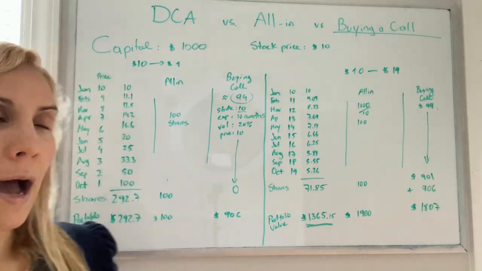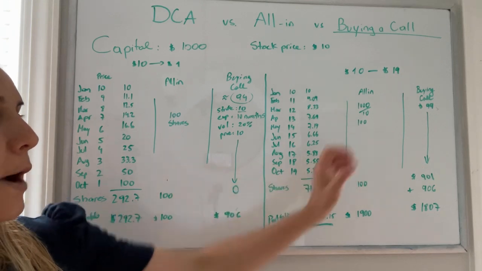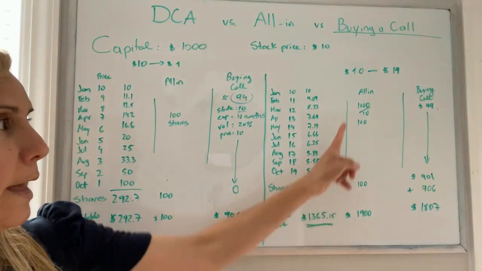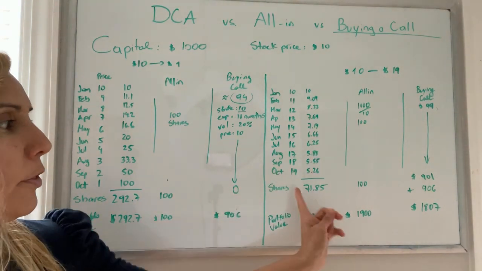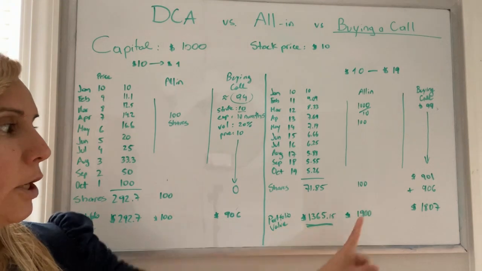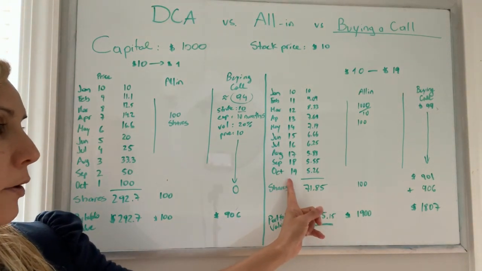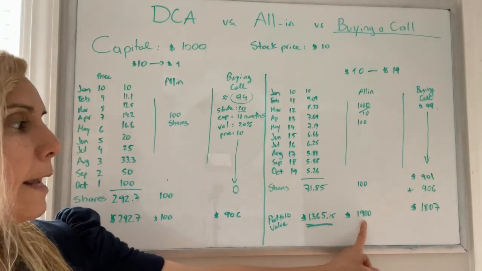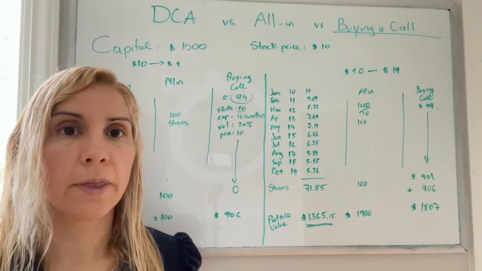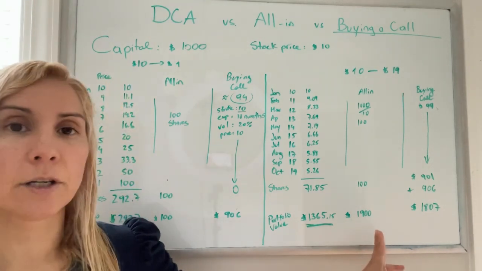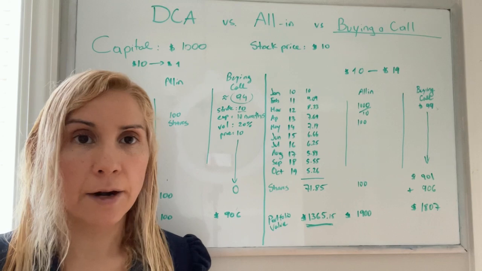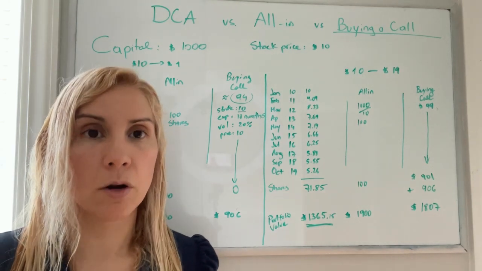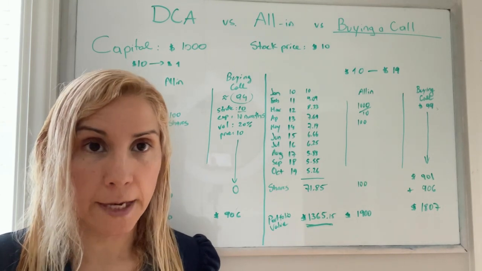Now let's see what happens if we went all in right at the beginning. We would be purchasing 100 shares with that $1,000. At the end of those 10 months, we still own those 100 shares, and now each share is worth $19. Basically, our portfolio would be worth $1,900. That is also a very nice increase from the $1,000 worth of capital that we have at the beginning.